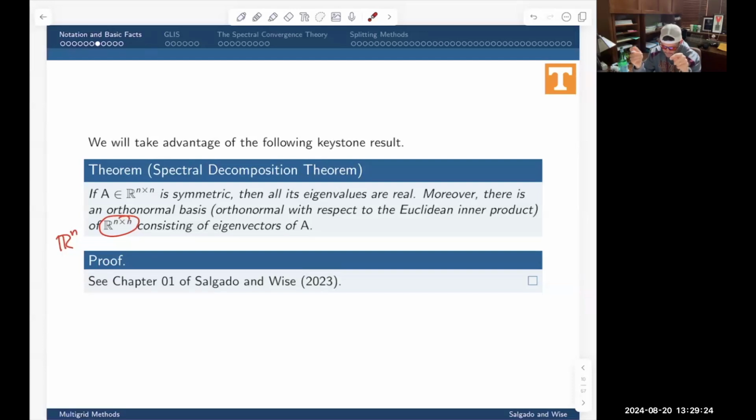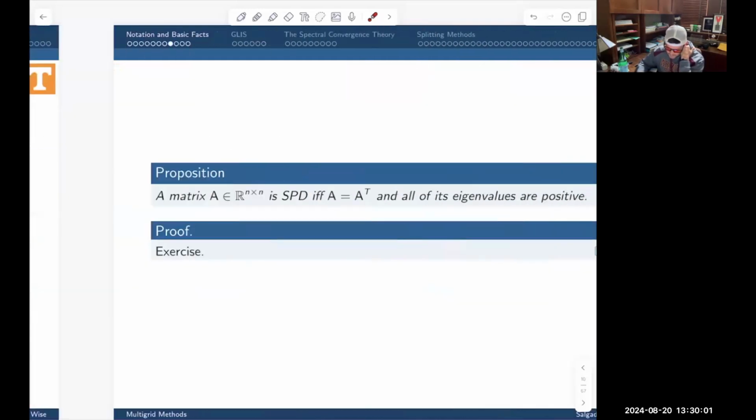I can still tell you that all the eigenvalues are real, and that's an interesting thing. We'll talk more about eigenvalues in a moment. All the eigenvalues are still real, and I have an orthonormal basis of eigenvectors for that matrix, but it's orthonormal with respect to the inner product that you gave me. Okay, not necessarily the standard Euclidean inner product. So that's what I call the general spectral decomposition theorem, for which this is a special case. And that can be found in our book on numerical analysis. Any questions?